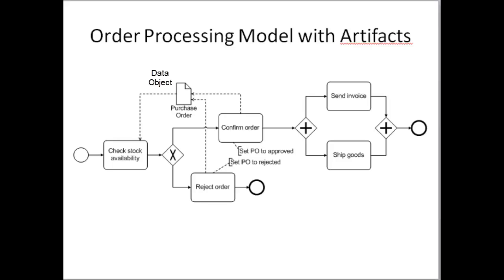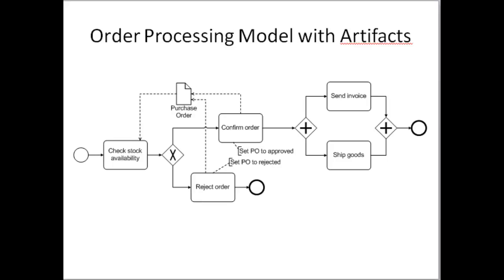We will now focus on including artifacts such as data objects into the order processing system. Data objects are a mechanism to show how data is required or produced by activities. The data object in this diagram is the purchase order. Associations are used to link artifacts such as data objects and data stores with flow objects, for example, the activities or tasks such as check stock availability, reject order, confirm order.